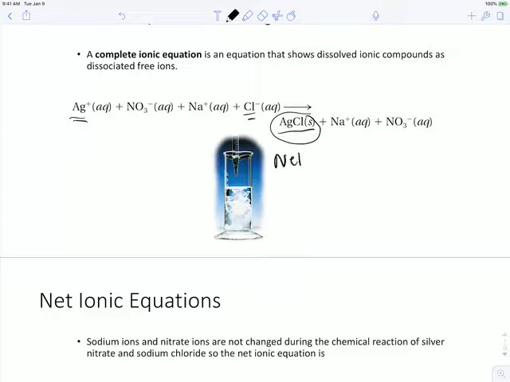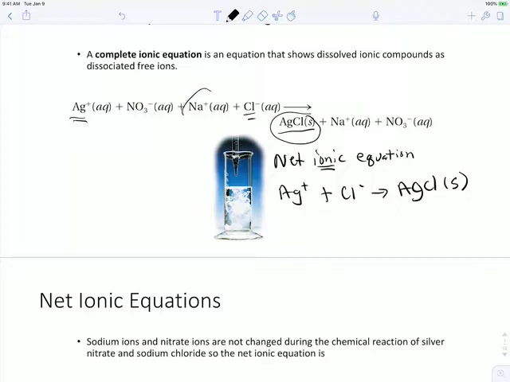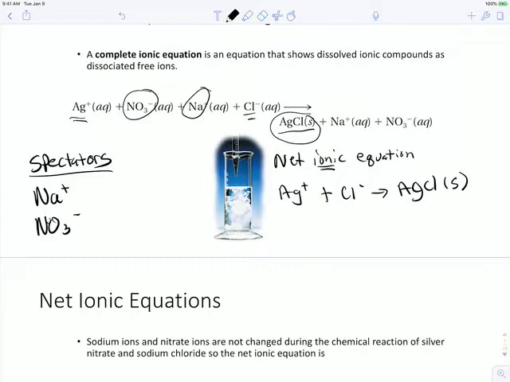So the net ionic equation looks like this. We want to take our silver ion, because it's an ionic equation, we show the ions, plus chloride, and it makes AgCl as a solid. That means that I still had sodium and nitrate that are floating around. We call those spectator ions. So they kind of watch the silver chloride drop out. So spectators are what don't precipitate out. So that would be sodium and nitrate in this case.